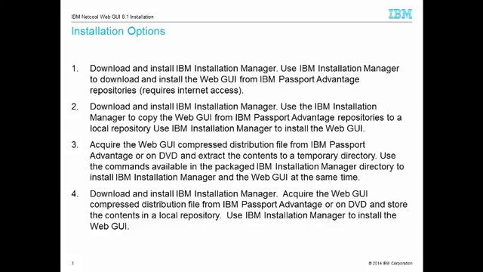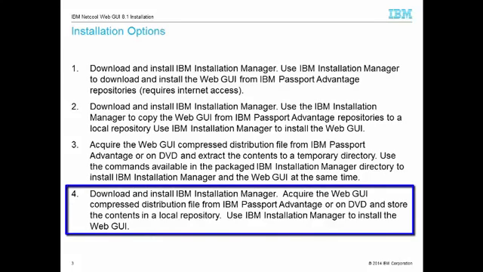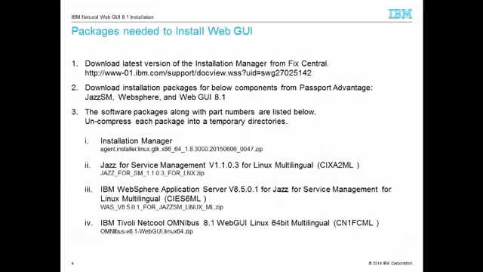There are multiple options available on how you can download files from IBM Passport Advantage and install them, as listed on this slide. For the purpose of this demo, I'm going to use option number 4, where I'm going to first download all the files I need on a local machine and then complete the installation.